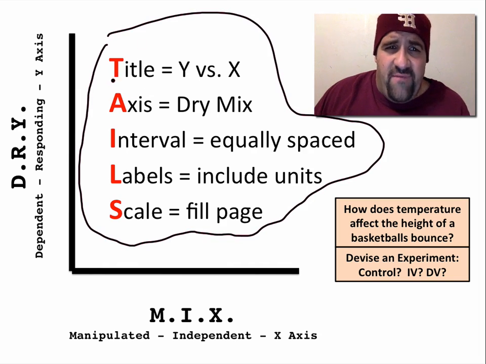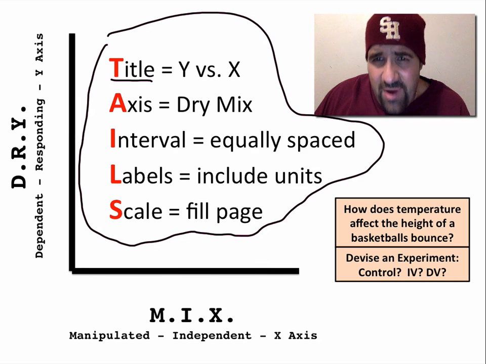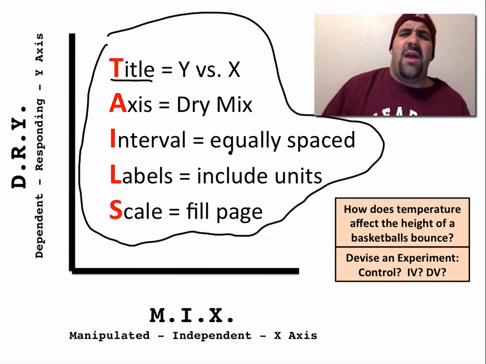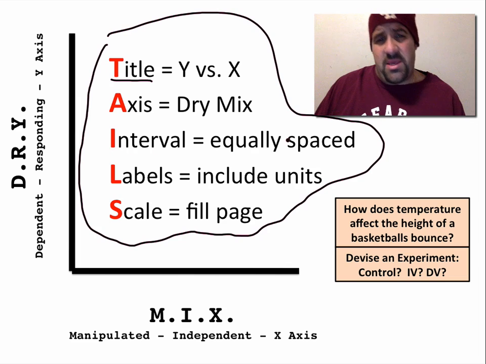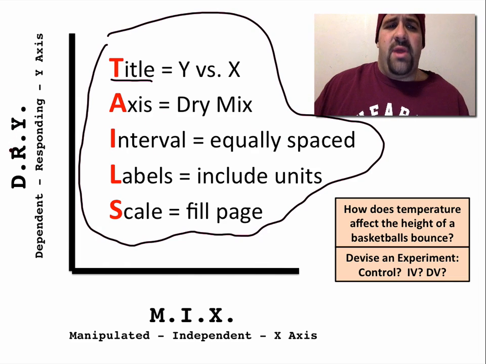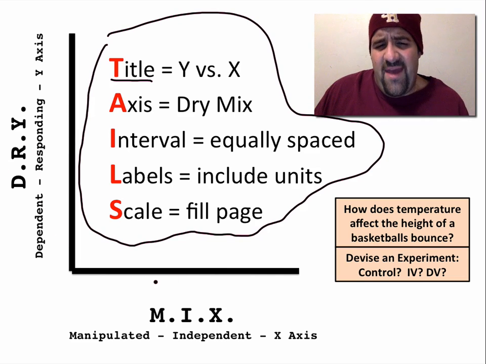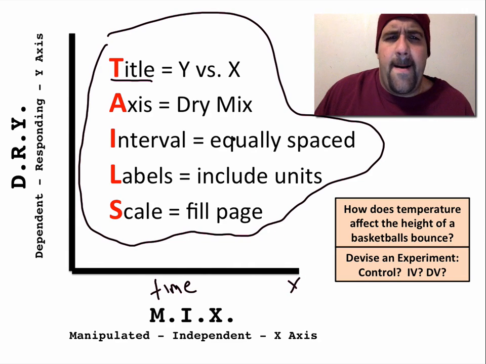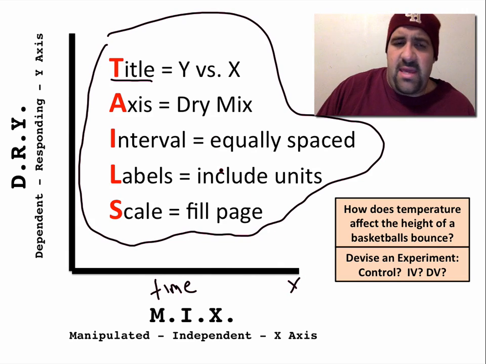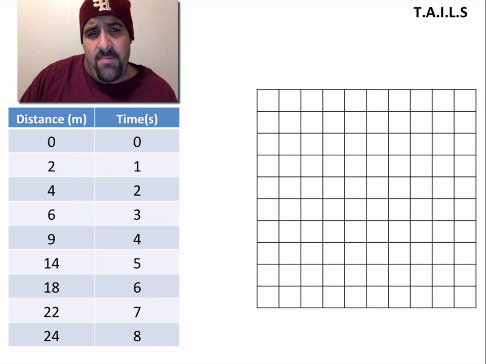And of course, every graph needs a title, labels, units, and scale. Please fill the page. If you have a graph sheet of paper, don't create a little tiny graph like this. And we'll go through these. We want our intervals equally spaced. Know what you're putting on your x and y-axis in terms of dependent versus independent variable. One thing I will say is if you're creating graphs, always put time on the x-axis. So let's take a look at some of these things and see what they mean step by step.